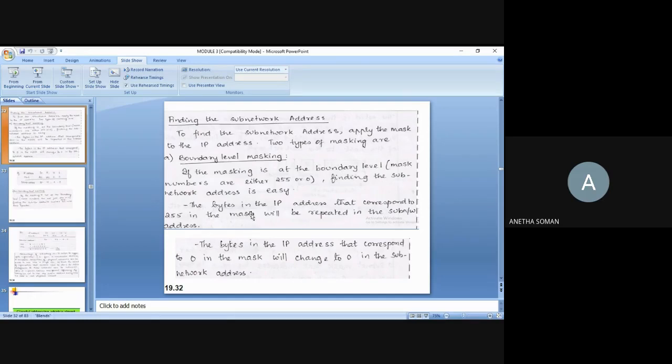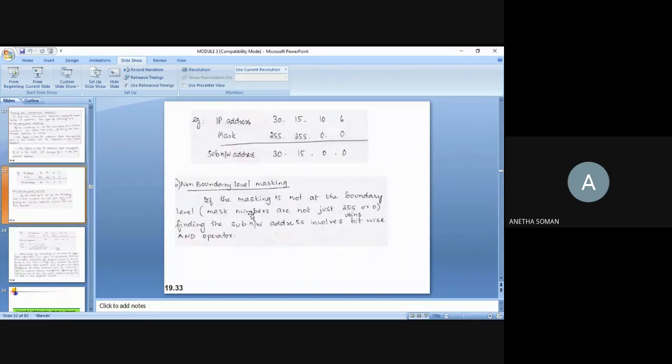So that is what you have to understand in boundary level masking. Now, what happens in non-boundary level masking? This is just an example, so I will tell the example also. Your IP address is 30.15.10.6 and your mask value is 255.255.0.0. Okay, how will you find the subnetwork address?